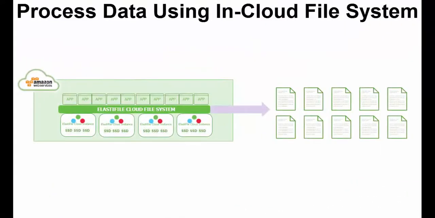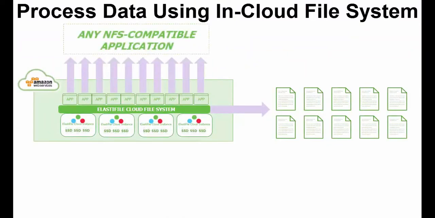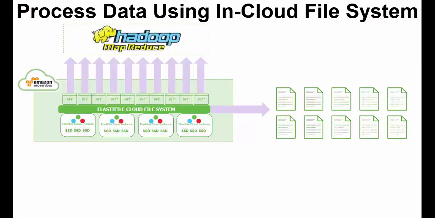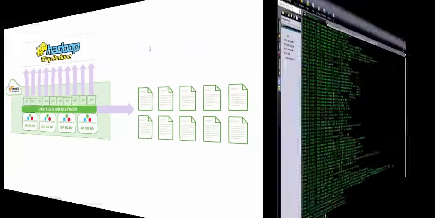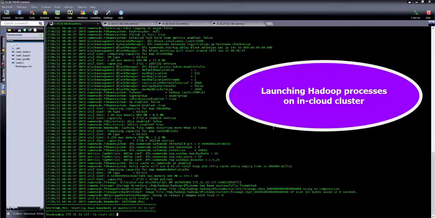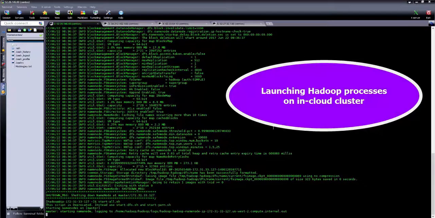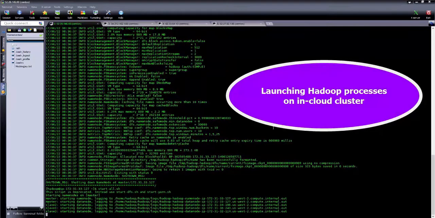And now in the final stage of our demo, we're going to run an application in the cloud to process the data that we've checked out into our in-cloud Elastifile file system. Again, Elastifile can support any NFS application running in the cloud, but in this case, for our demo purposes, we're going to leverage the Hadoop MapReduce application. First, we're going to launch the Hadoop processes on our in-cloud Elastifile cluster.